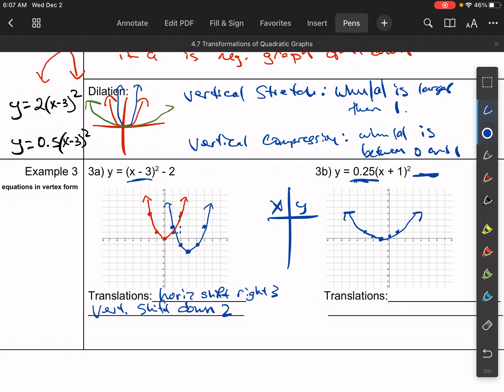All right, so this is going to have a horizontal shift left 1, and this will have a vertical compression. Okay, and that's it, guys. If this value out in front here would have been like a 2 or something like that, then it would have been a vertical stretch. But be able to identify those things.